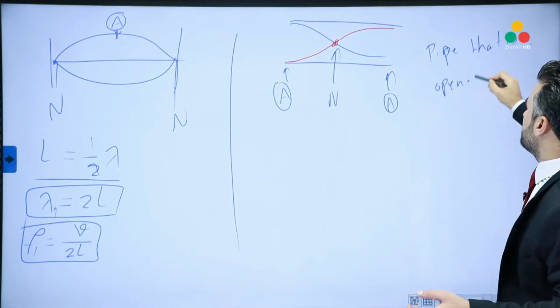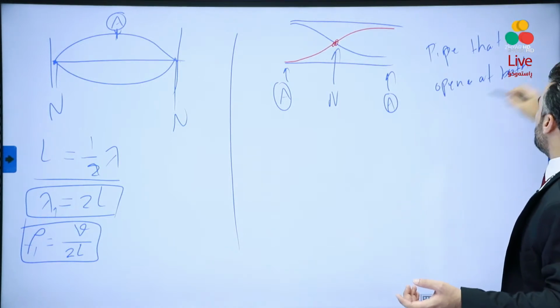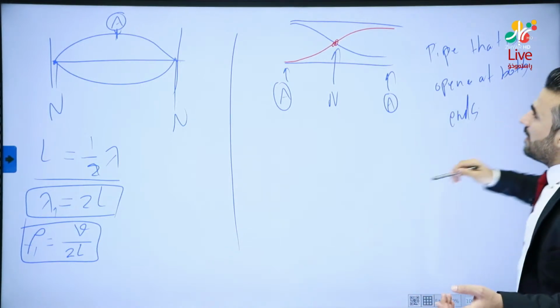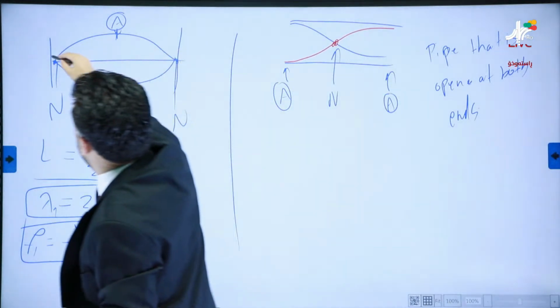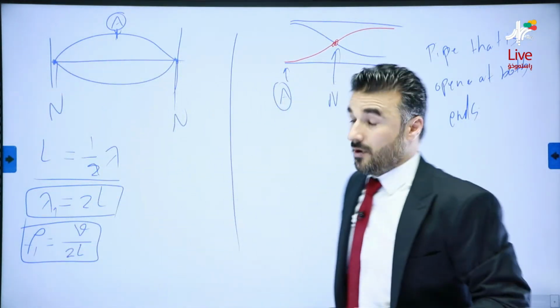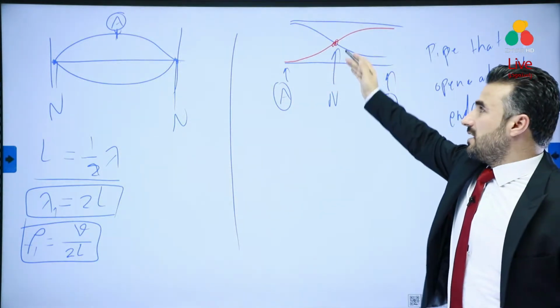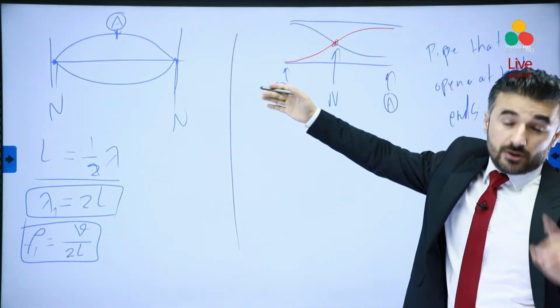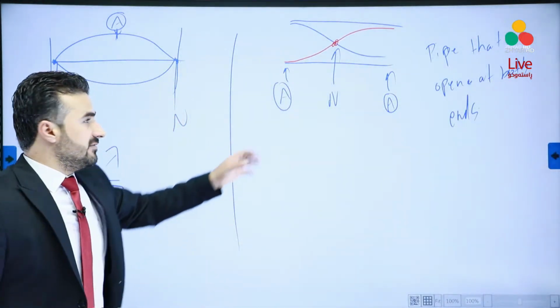Open at both ends, you can say. At both ends, right? And of course you can see a string here. When we say string, you can see the string is attached at both ends, or fixed at both ends. So this is the main difference between a pipe and a string, in terms of harmonics, harmonic series and all that, or in terms of amplitude and all that.